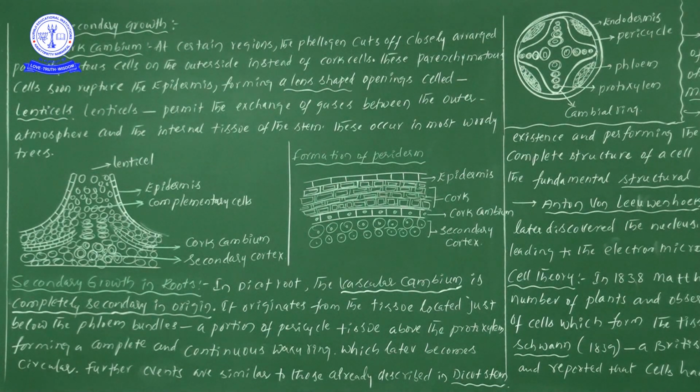Next, one point, my dear students, once you see phellogen cells cut off. Sorry, I think before I said phellogen cells or cork cells, but don't save that point. Cork cambium: phellogen is nothing but cork cambium. So these cork cambium cells cut off, and closely arranged parenchymatous cells form on the outer side instead of cork cells. Means when the cork cambium cuts off, parenchymatous cells are formed or deposited outside.